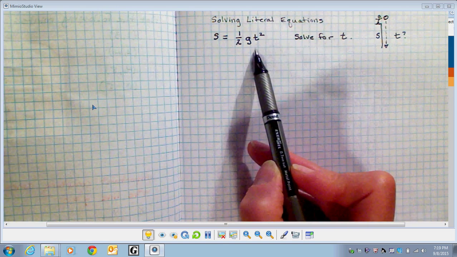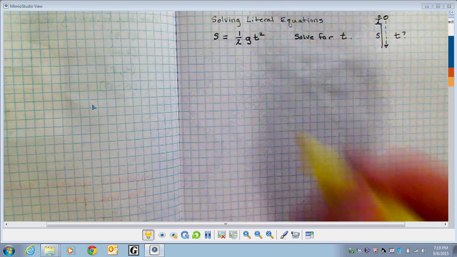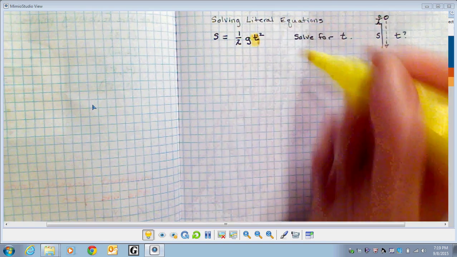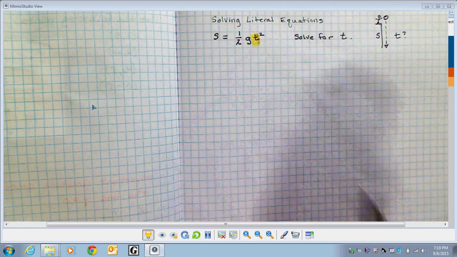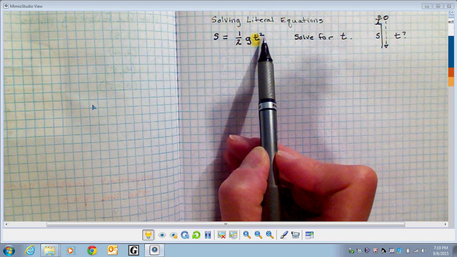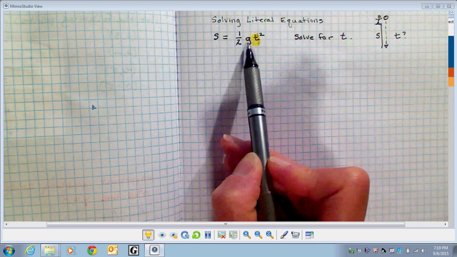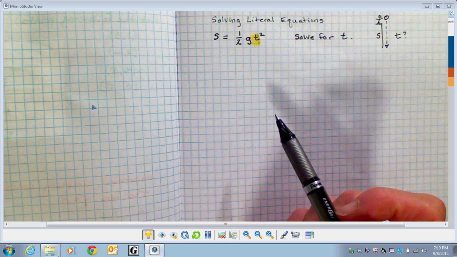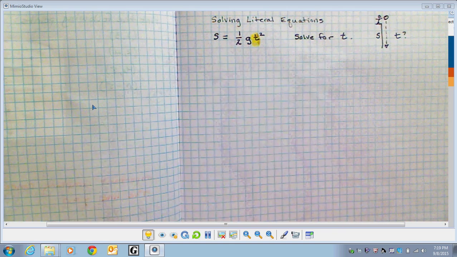So I want to isolate what it is I'm solving for. So one technique that might help is to take a highlighter and highlight t. So there are a couple things happening to t. It's being squared, it's being multiplied by g, or you could look at this as g divided by 2, depending on how you look at it. So let's just take it bit by bit. So the first thing I want to do is get rid of that fraction. No one likes a fraction. So let's get rid of that fraction.